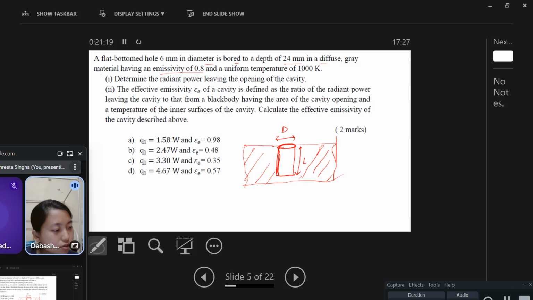So this is like a hole, since it is bored, just like you're boring a well inside. So this is a hole and it is bored till this length or depth. Here we consider a hypothetical area. Suppose the inside surfaces are 1 and this hypothetical surface is 2.